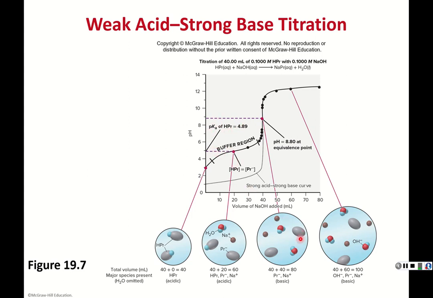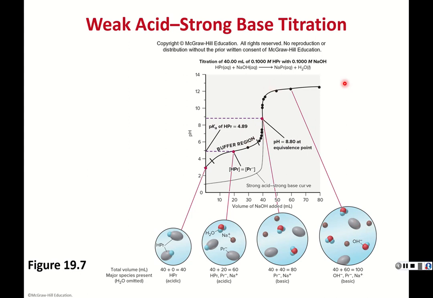Then at the equivalence point, you've added enough of your NaOH to fully react with that weak acid, so equal molar amounts. Okay, and you see there now you don't have any weak acid left. All you have is your conjugate base of that weak acid. Right, so when you add more OH, there's nothing to react with it, and it's going to change the pH very quickly.